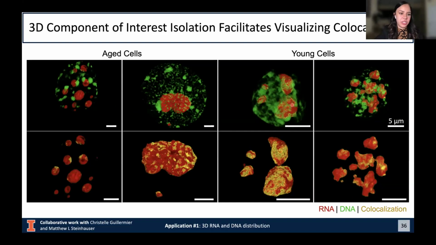But I do want to draw your attention to this particular young cell where there are a lot of regions where RNA and DNA colocalize. Now, this is due to the diffused distribution of the DNA in this particular cell. So we believe that these regions of colocalization correspond to active DNA transcription sites.